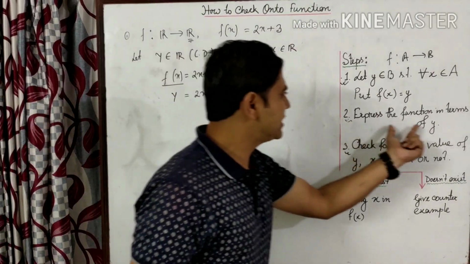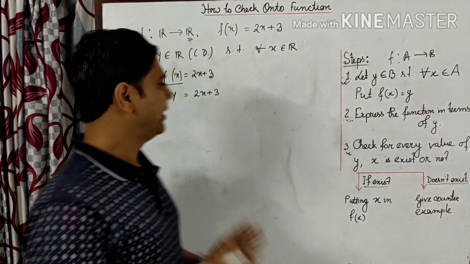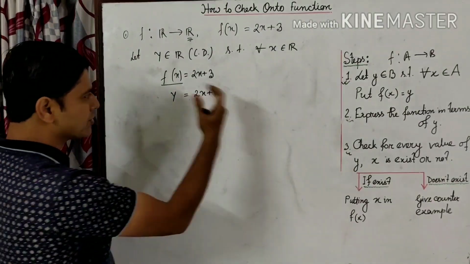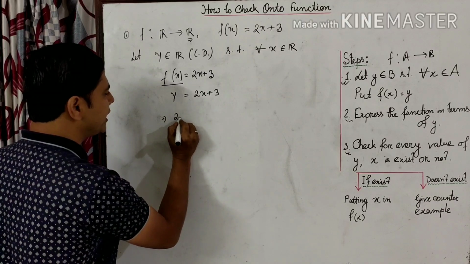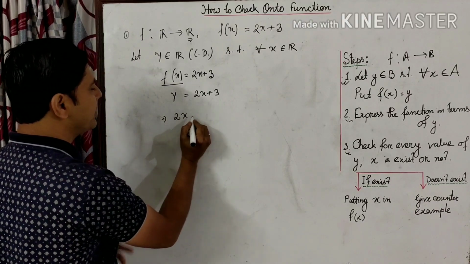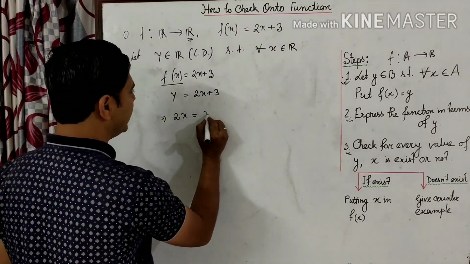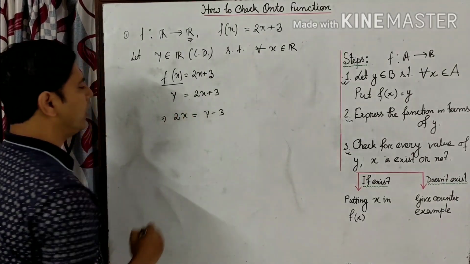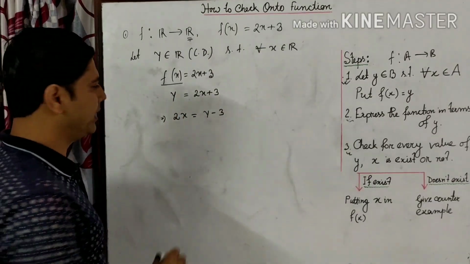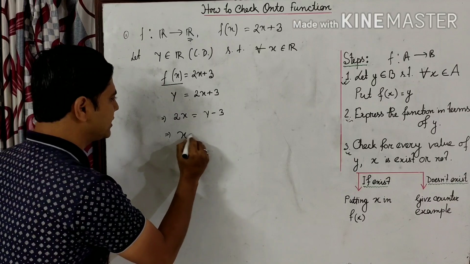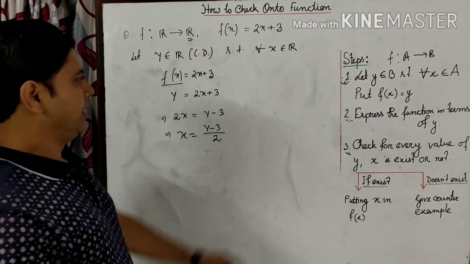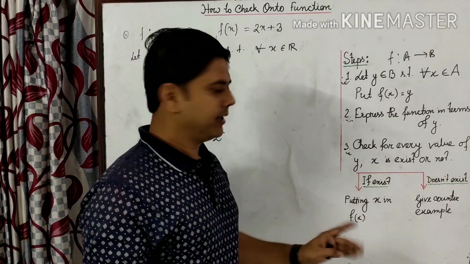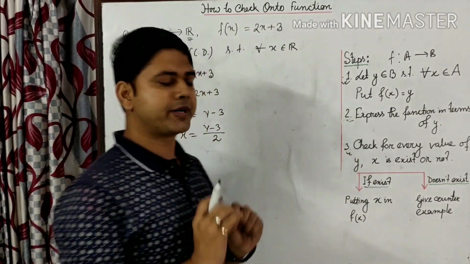Second step, express this function in terms of y. That means all the terms containing the variable x are taken to the left-hand side of this equation. Then you have 2x equal to y minus 3. Finally, x equals (y minus 3) by 2. Step 2 is over. Next, we have to follow step 3.